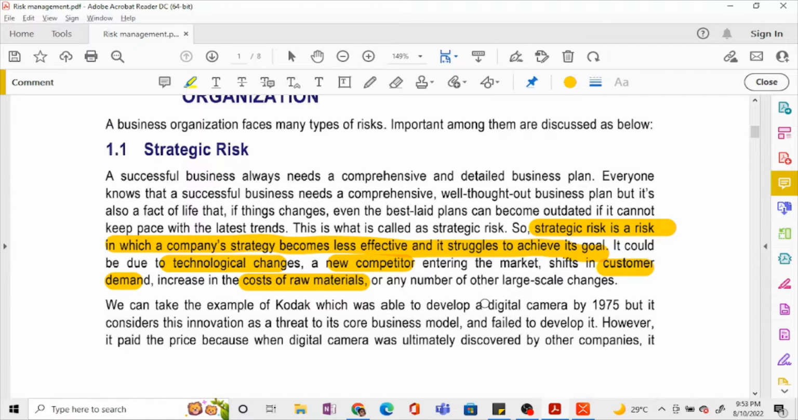Strategic risk is a risk in which the company strategy becomes less effective and they are struggling to achieve the goals. This may happen due to technology development, a new competitor coming into the market, a shift in customer demands, and also an increase in the cost of raw materials. There are various reasons strategic risk may arise. For example, we can take Nokia and Kodak cameras. These are various examples we can take as strategic risk.